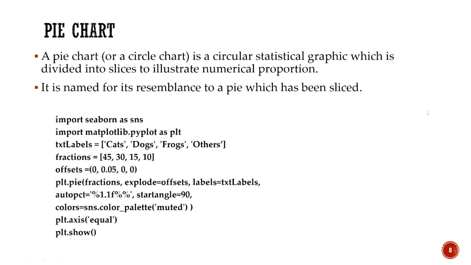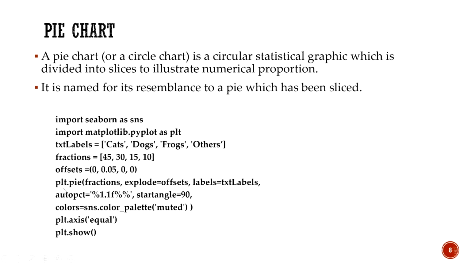I define a variable, which is a list of text labels, because we want to assign it to each slice. So you can see we have 4 categories, so we have 4 names for each slice. Then another variable, which is a list, which explains the proportion, percentage. So 45%, 30%, 15, and 10. So make sure that the summation is not greater than 100%. Then I define another variable, which is the offset. So if you want to emphasize a single slice, then you can change the offset values. So you are going to see what it looks like.